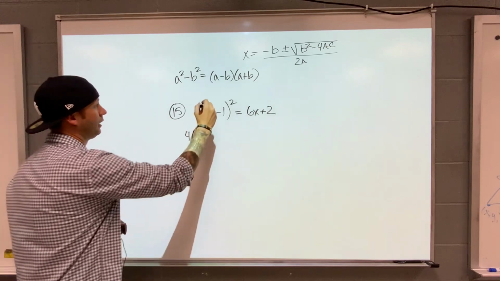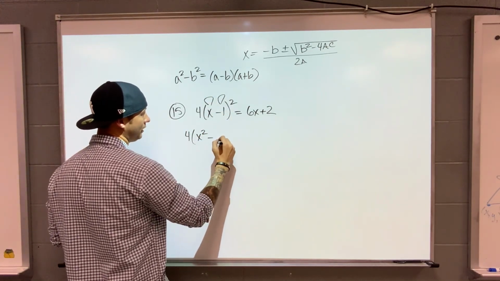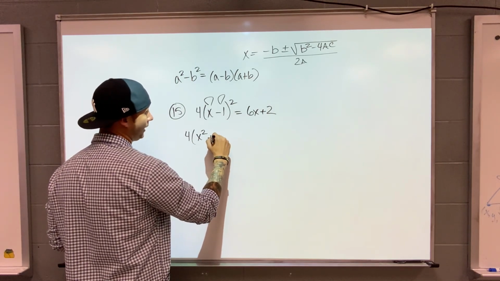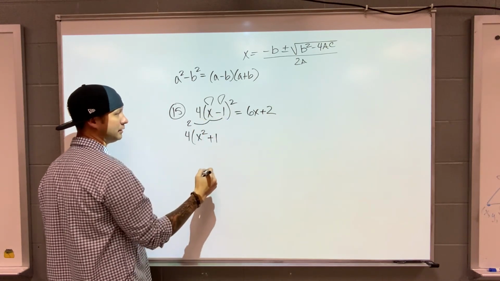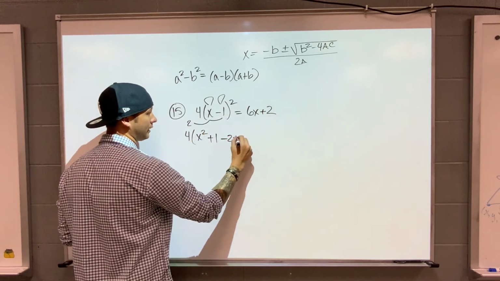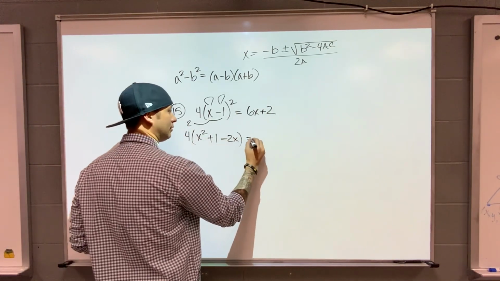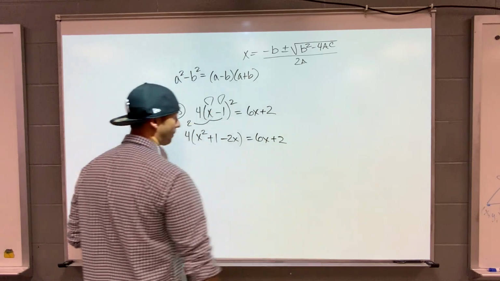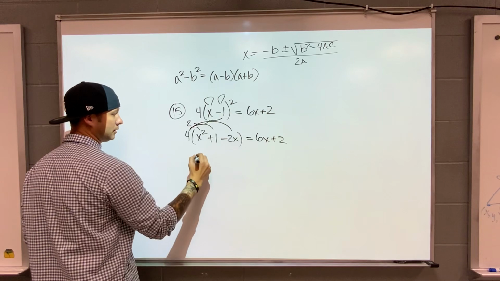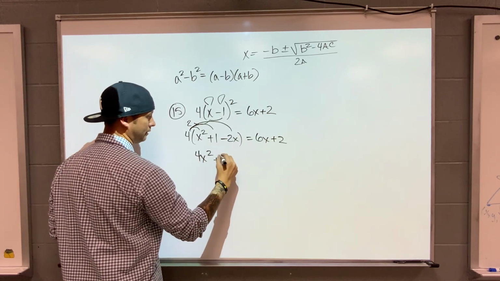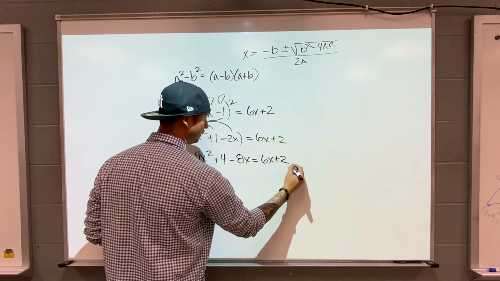So if you remember, x times x, x squared. 1 times 1 is going to be positive 1. And then 2 times x times negative 1, which is basically negative 2x. Right? 6x plus 2. Can't combine like terms just yet. I have to distribute. So 4x squared plus 4 minus 8x is equal to 6x plus 2.